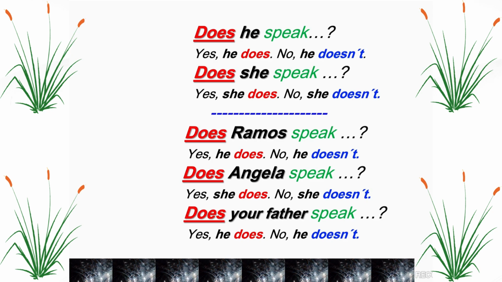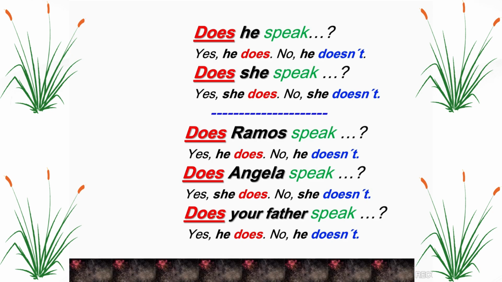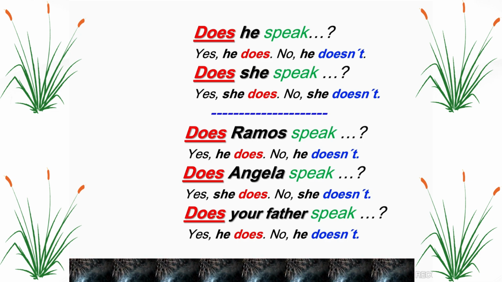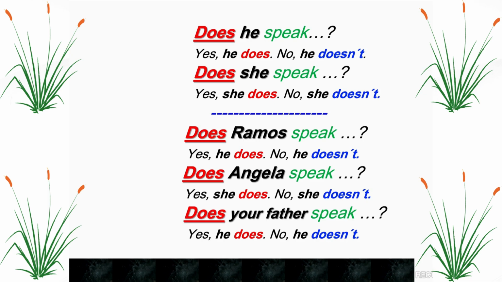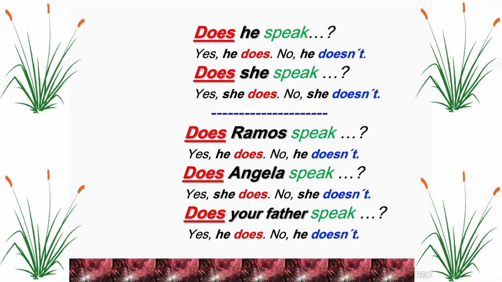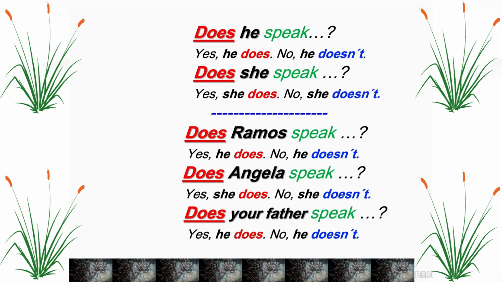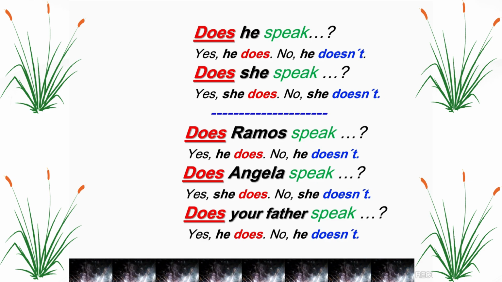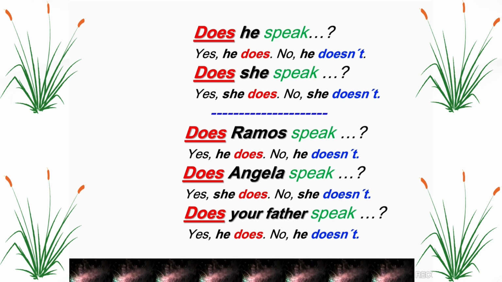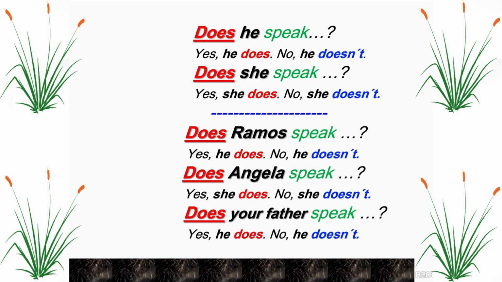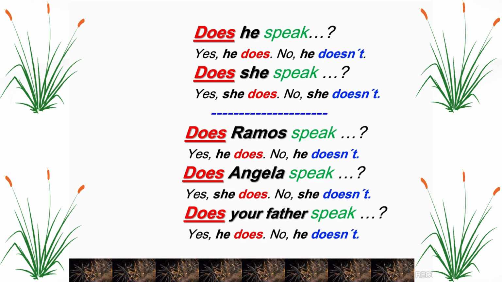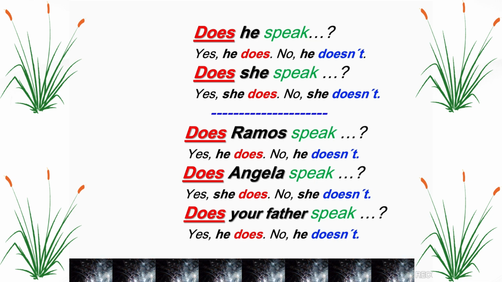So the second one, does she speak? Yes, she does. No, she doesn't. The third example, does Ramos speak? Yes, he does. No, he doesn't. Does Angela speak? Yes, she does. No, she doesn't. Does your father speak? Yes, he does. No, he doesn't.